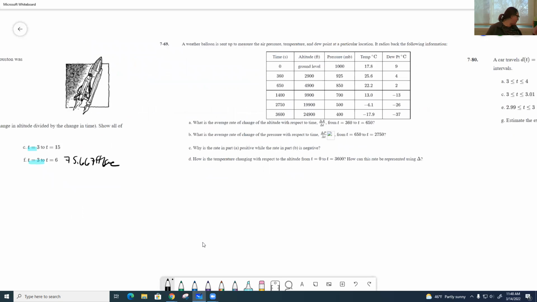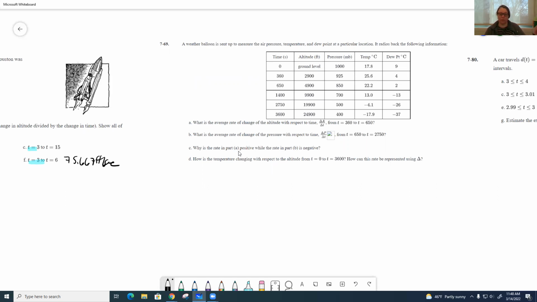Okay, so for this one, same idea where we're looking at data, but now they're asking us some different things. So we have, what is the average rate of change of the altitude with respect to time? So again, altitude related to time. This one is what is the average rate of change of the pressure with respect to time. And then there are some follow-up questions from there.